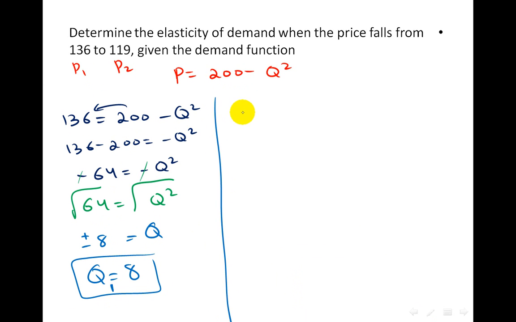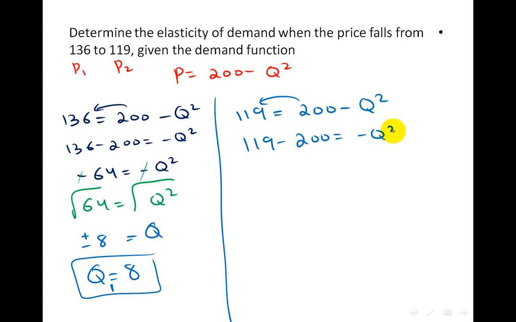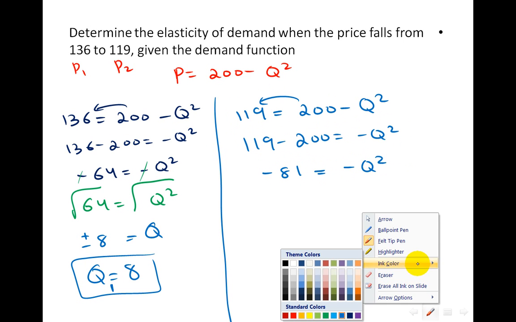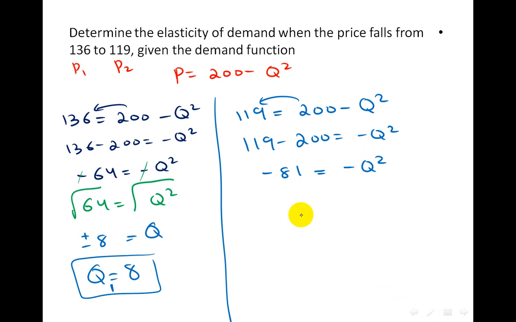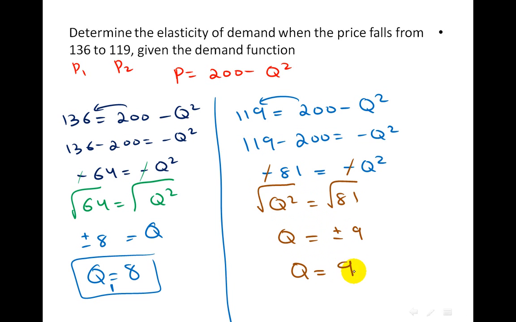Now let's talk about Q2. To find Q2, I'm going to plug in price number 2, which is 119, equals 200 minus Q squared. I'm going to shift this one and subtract it. Here you're going to find negative 81 equals negative Q squared. Again, cancel the negatives: Q squared equals 81. Put under root both, so Q will be positive or negative 9. Again, there is no negative quantity, so I'm going to stick with the positive quantity. This is going to be our quantity 2.